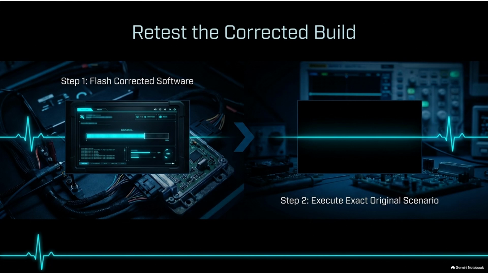Once the software team accepts our defect and delivers a fix, we follow a two-step process. In step one, we flash the corrected software build onto the ECU. In step two, we execute the scenario that failed, and we must verify that the specific failure is completely gone and passing before we do anything else in the testing on this ADAS unit.